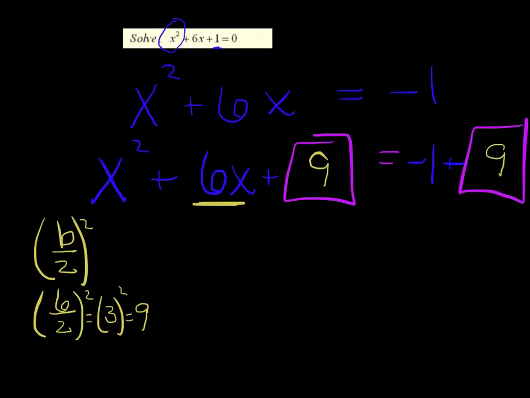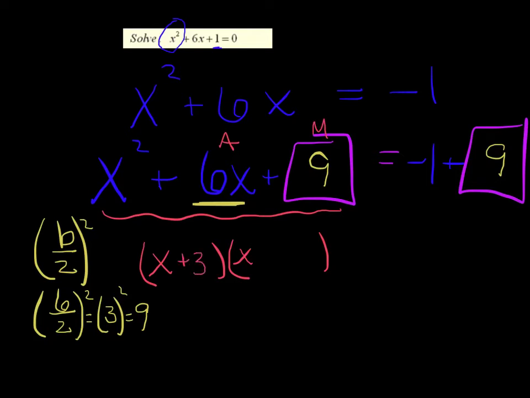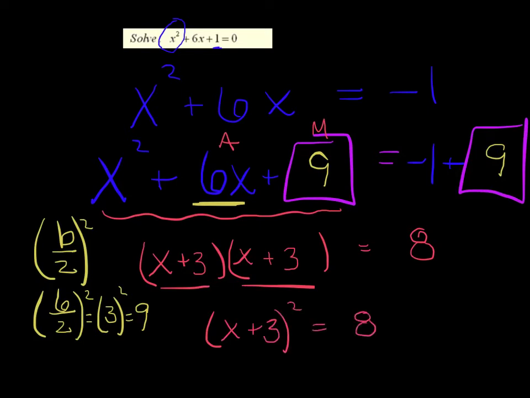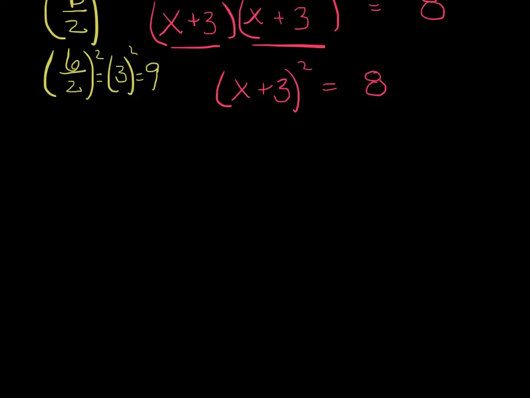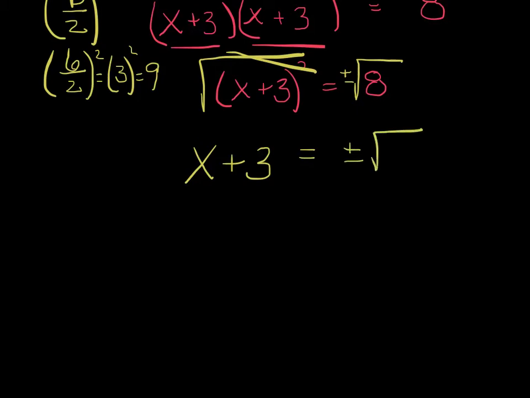Okay, now this side should factor very nicely. So this should be x plus the same quantity times itself. x plus 3 and x plus 3 equals 8. Therefore, because this is two of the same thing, I can really say it's the quantity x plus 3 squared equals 8. I'm now going to take the square root of both sides, and don't forget your plus minus. So those cancel, and I get x plus 3 equals plus or minus radical 8.